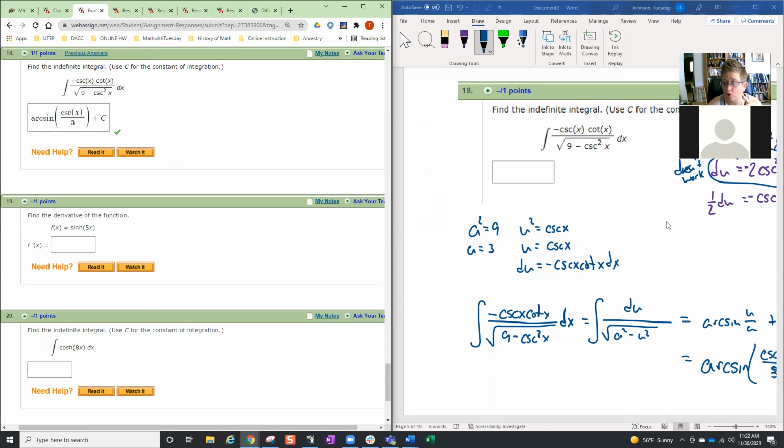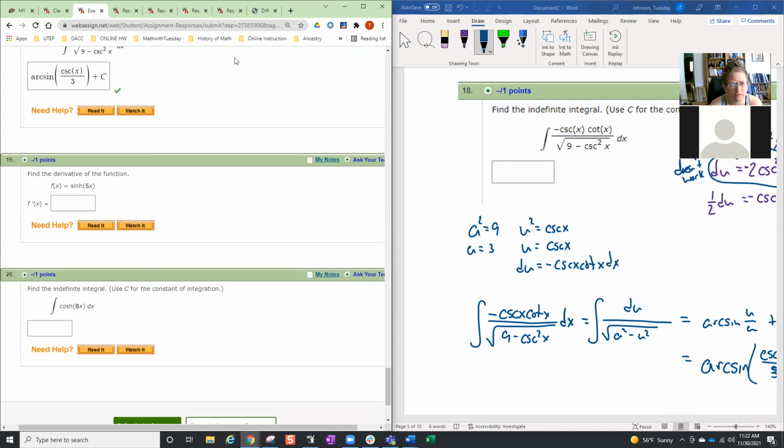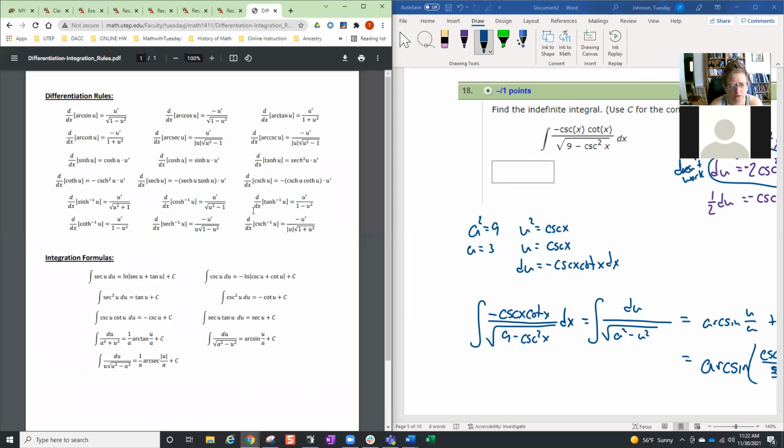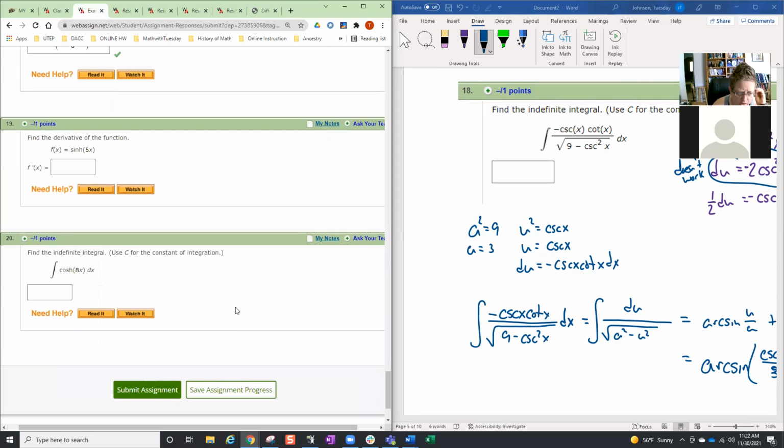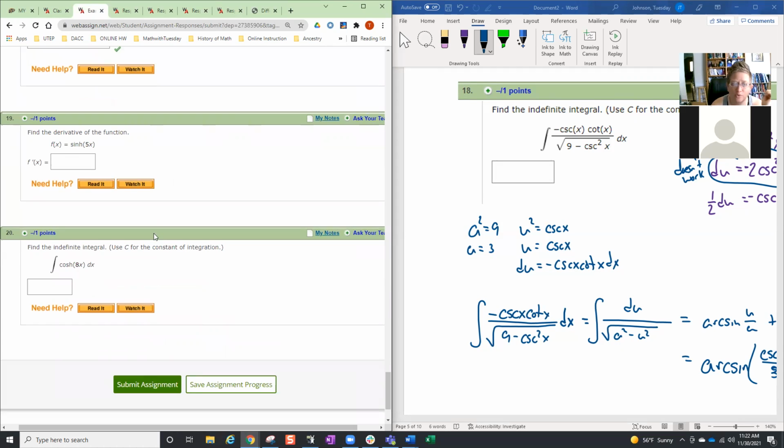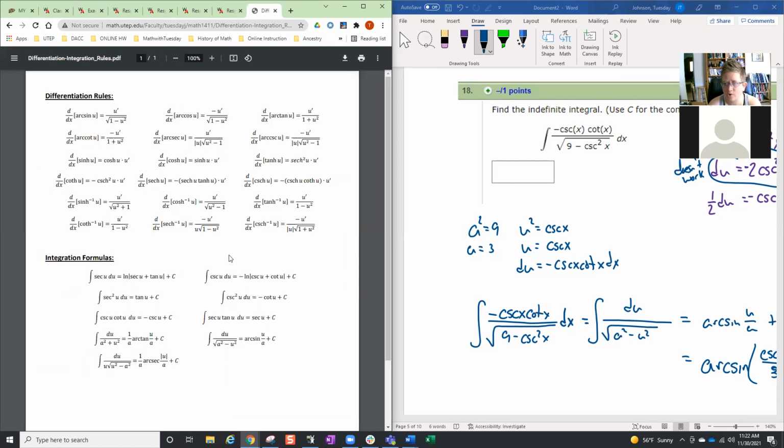If you need to go, you go. It's cool. The derivative of a hyperbolic trig function, we have these here. Use the formula sheet. Find the indefinite integral. We have the formula sheet here. Make sure you have it with you. You'll be just fine.